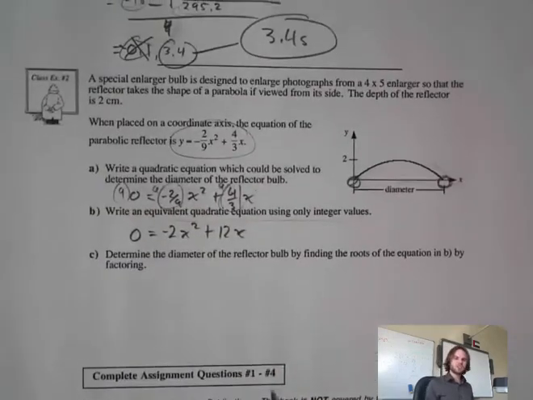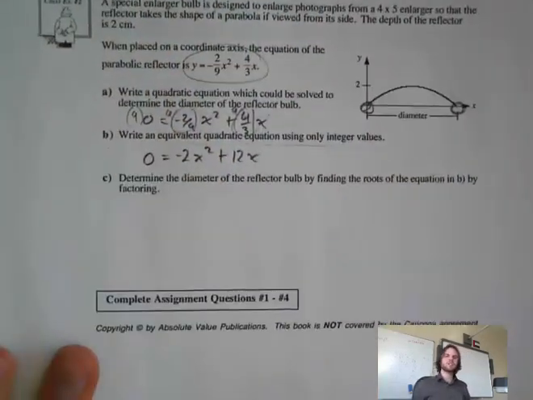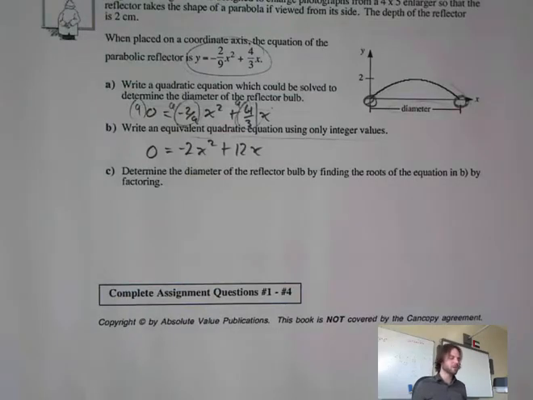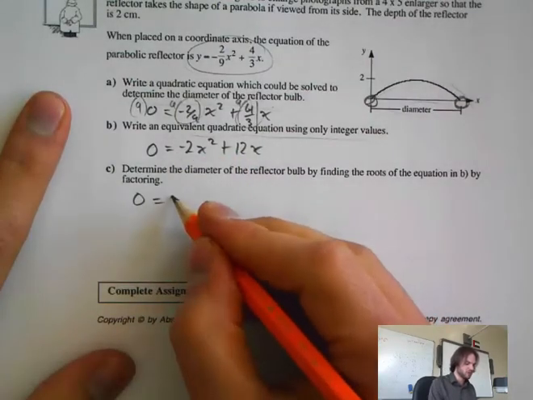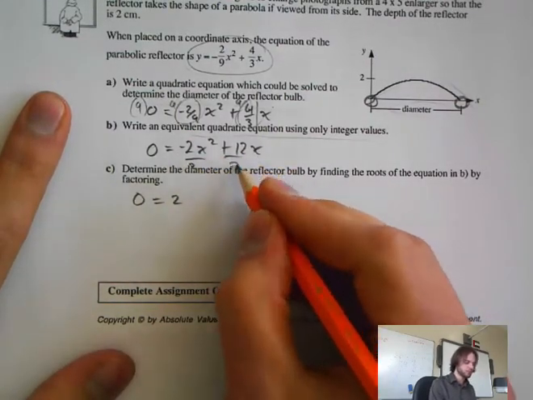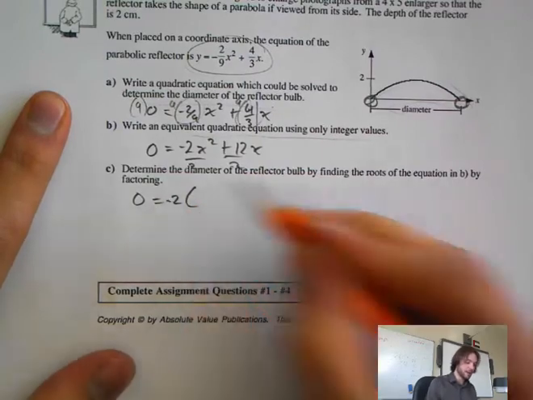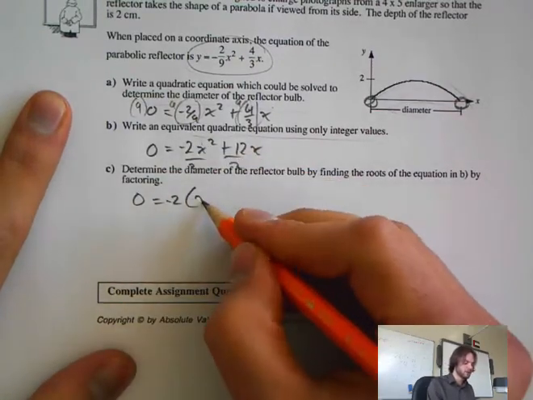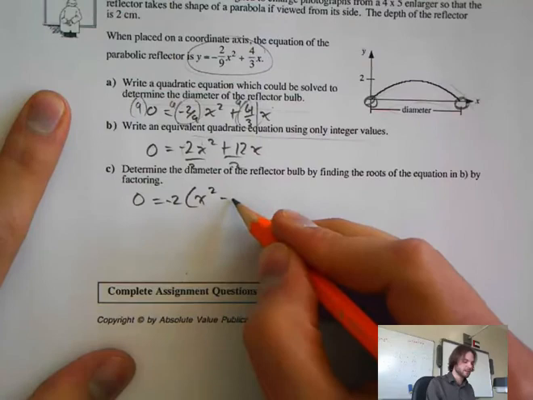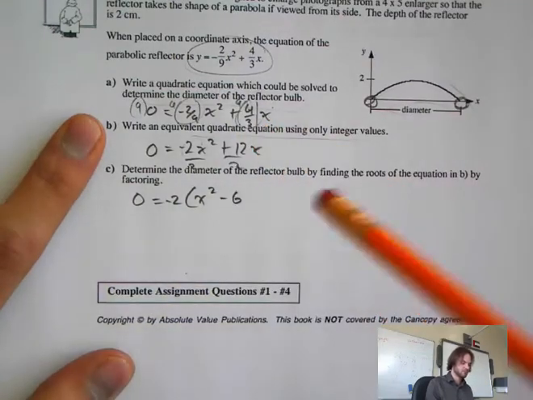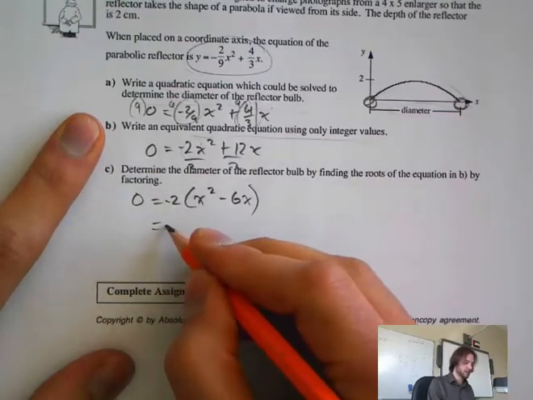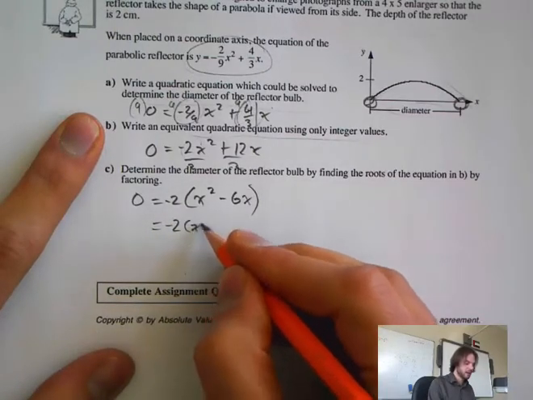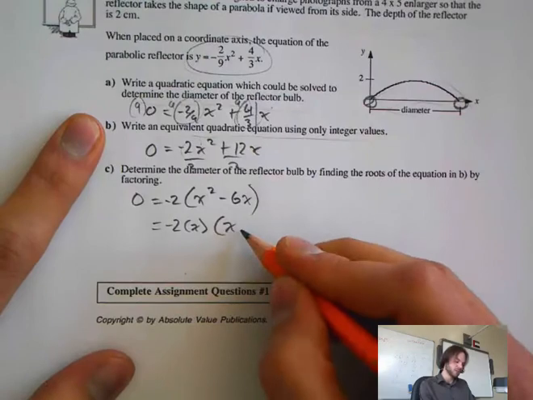Now, determine the diameter of the bulb for this equation. I could use the quadratic formula, but I'd say it would slow me down here, because this is a very fast and easy factor. So first factor out the 2, because everything here can be divided by 2. I'm going to be left with 0 equals negative 2, and we always want our x squared positive, so x squared minus 6x. Okay? Now, I'm going to factor out an x. So I have negative 2, and then an x, and then x subtract 6.